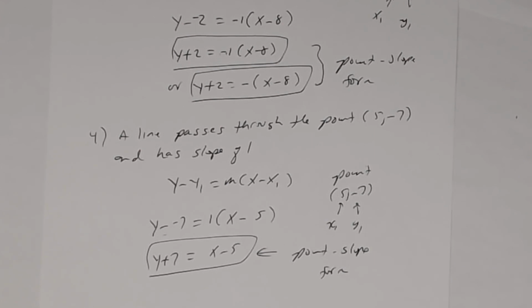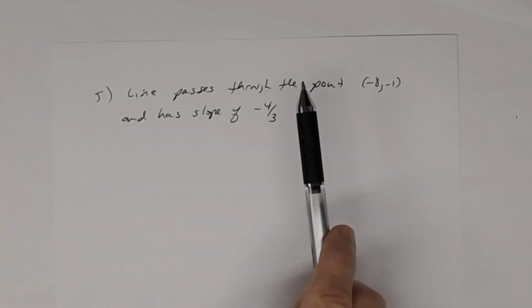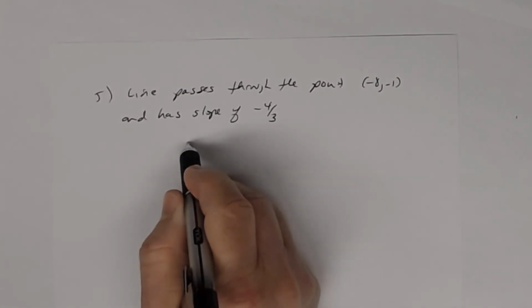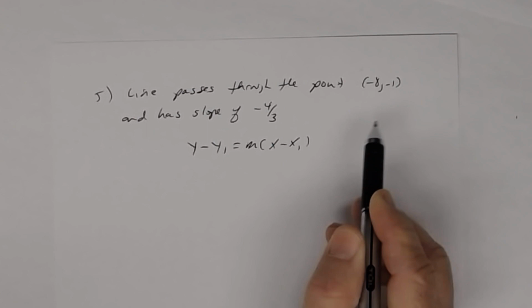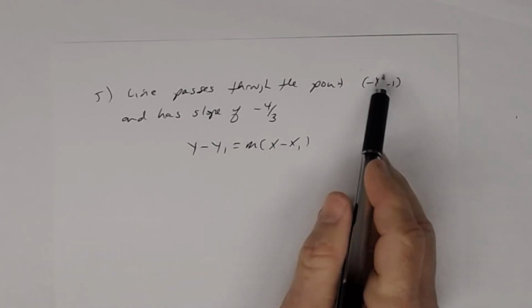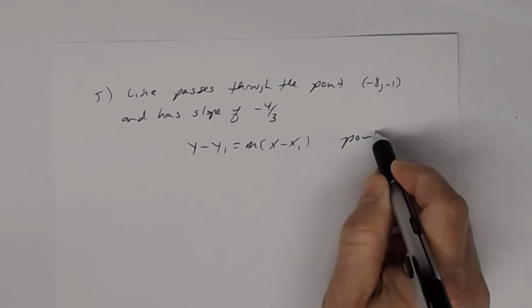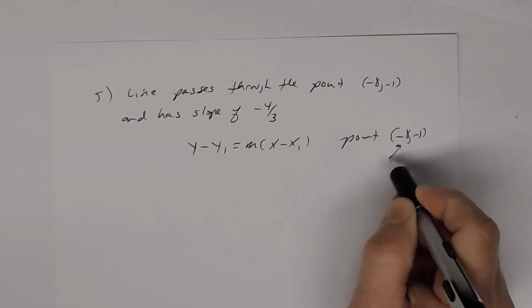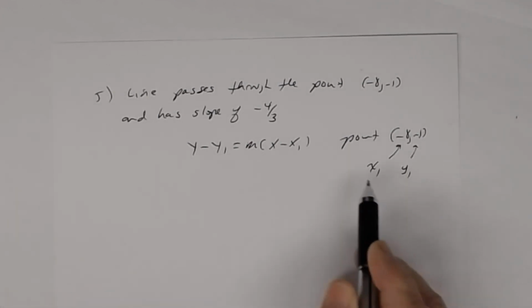All right, let's look at number 5. All right, so a line passes through the point -8, -1, and it has the slope of -4/3. So if you want to write an equation in point slope form, which is y minus y1 equals the slope times x minus x1, you have to know two things. You have to know the point of the line and the slope, which you do. Okay, so the point of the line is -8, -1. So -8 is your x1, and then -1 is your y1. And then there's your slope.